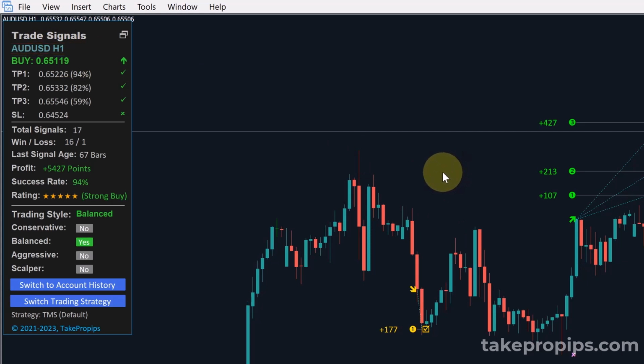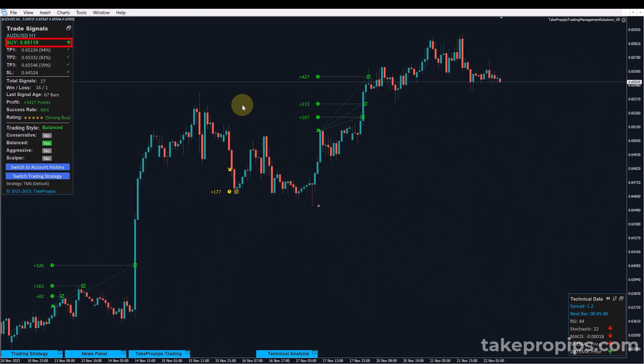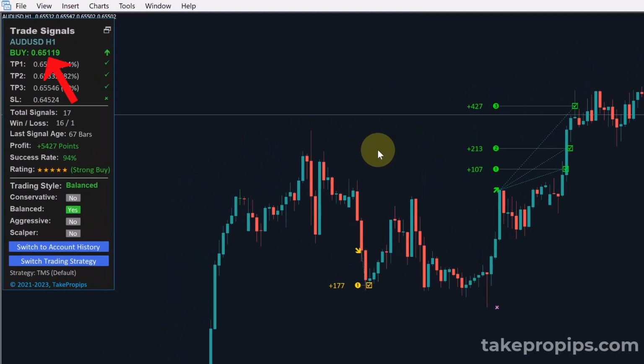Next, it shows the trade direction of the current trading signal. It will show as either a buy or a sell signal. In this chart, the current signal is a buy signal, so it will show as a buy on this panel. Next to it is our entry price, which is what this uptrend arrow represents.